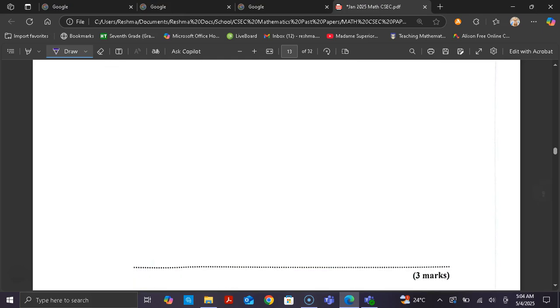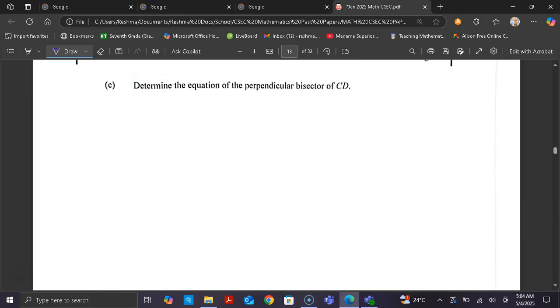Okay, and let's go on to the third part. For 3 marks, determine the equation of the perpendicular bisector of CD. Now, the perpendicular bisector of CD, if this is our line CD, perpendicular of course means at right angles, and it also passes through the midpoint of CD. Bisector of course meaning that it cuts the line segment CD in half.